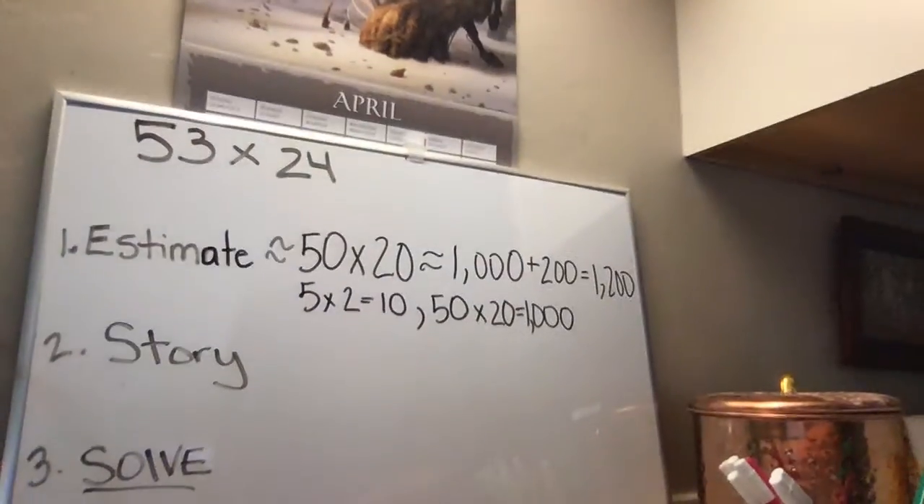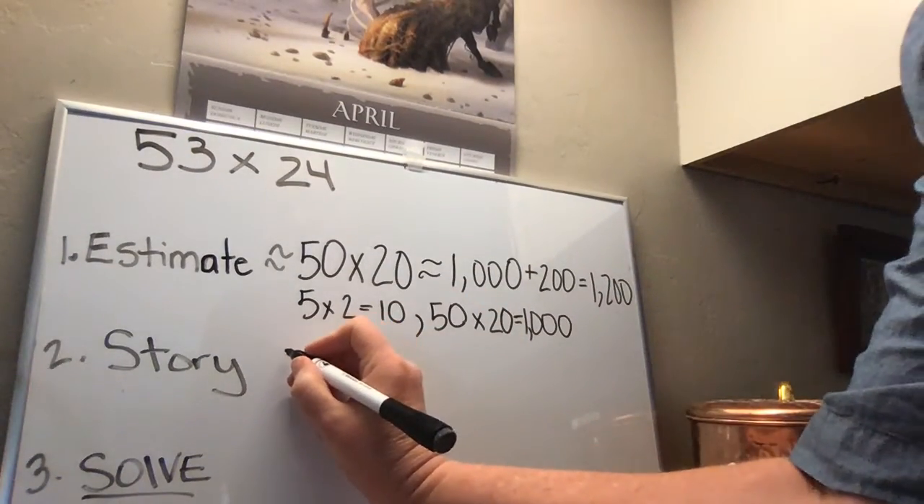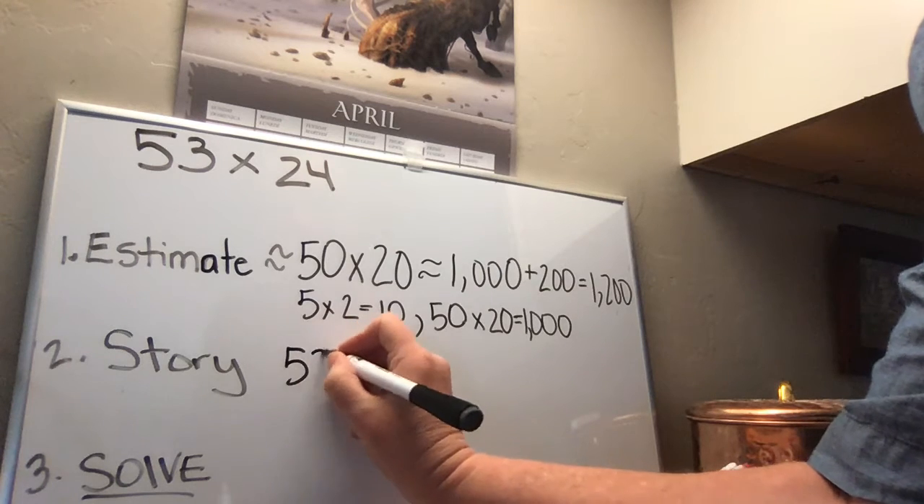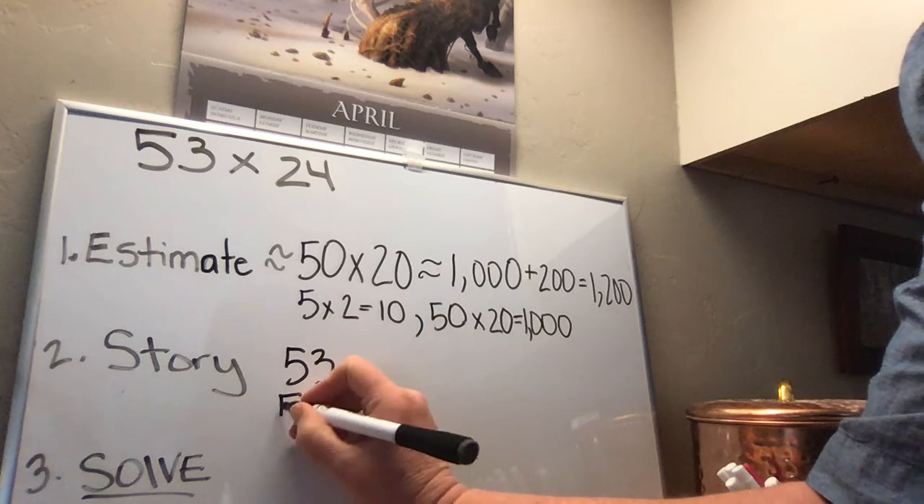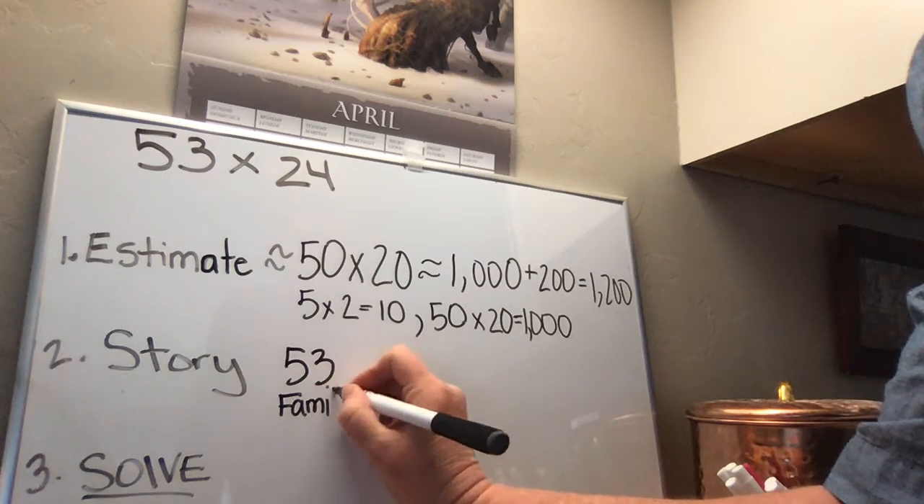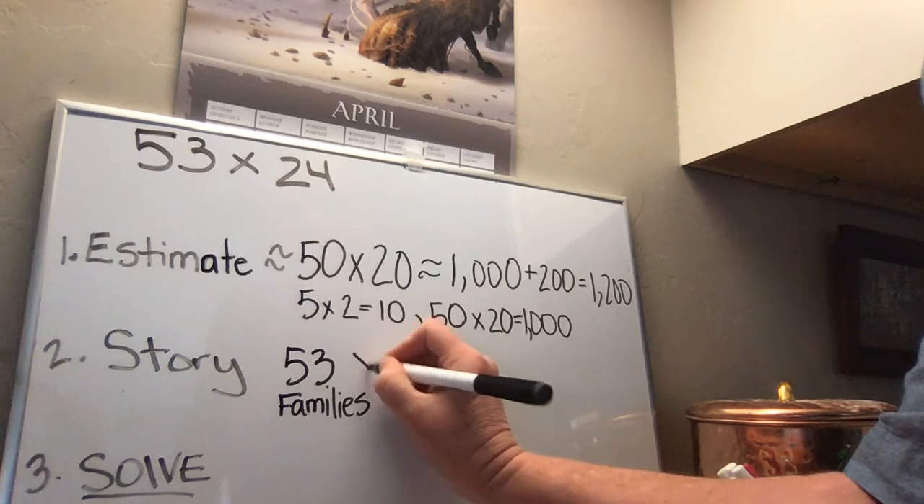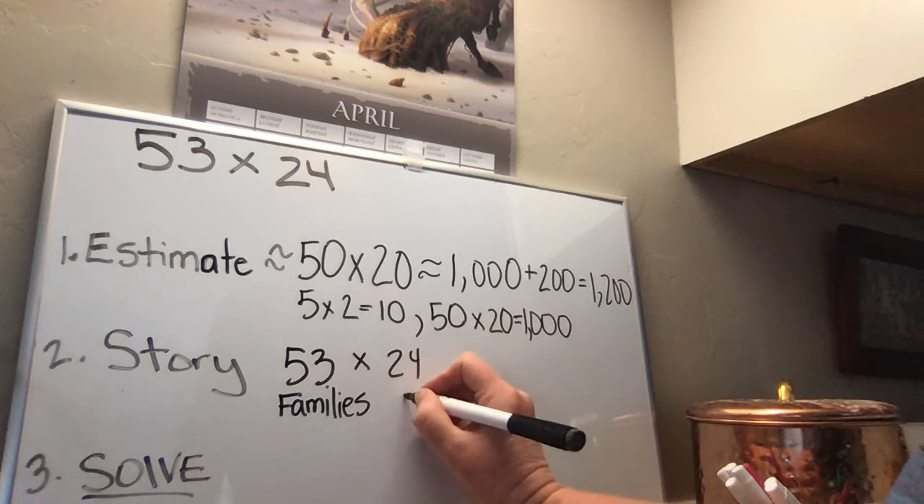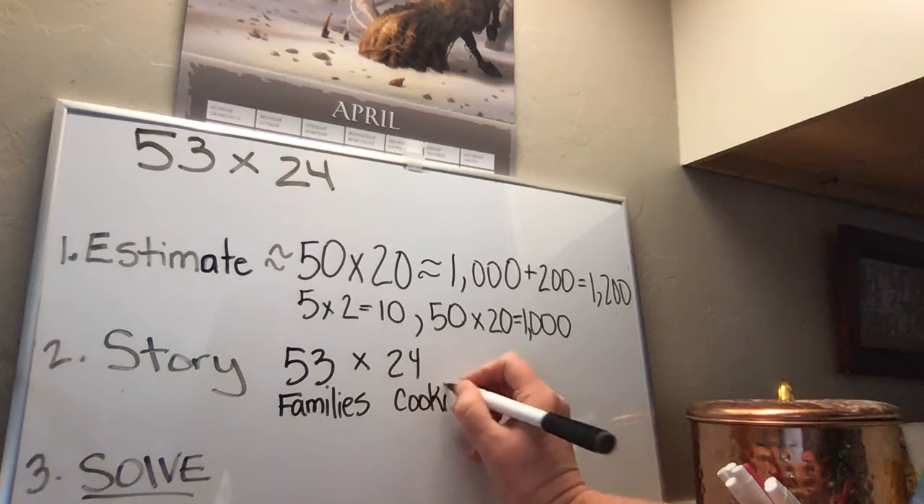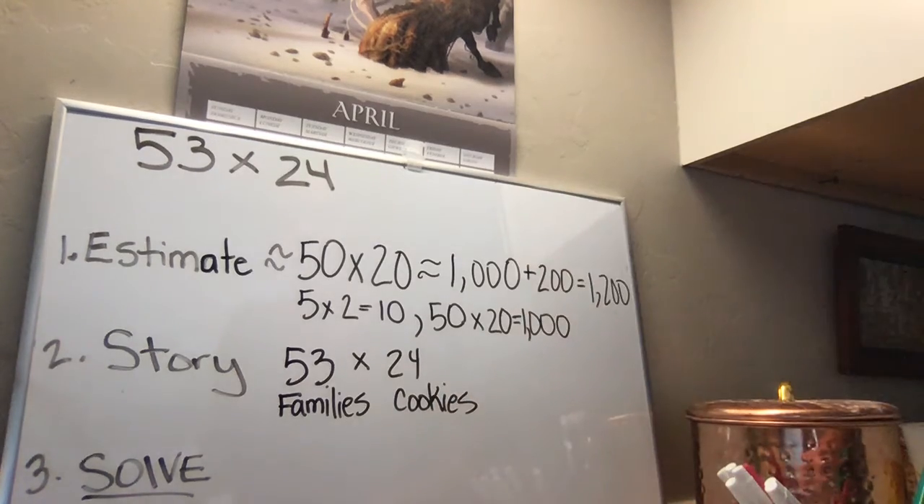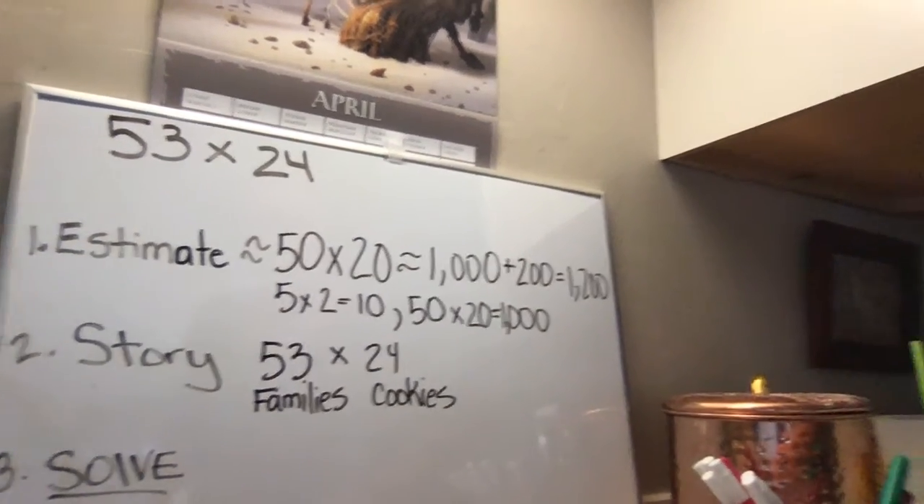Okay? All right, so I am going to write my story up here. And if you have a piece of paper, jot your story down. And then we are going to keep this in mind the whole way. 24 cookies. Okay, there's my story. All right, make sure you write your story when you're practicing this.